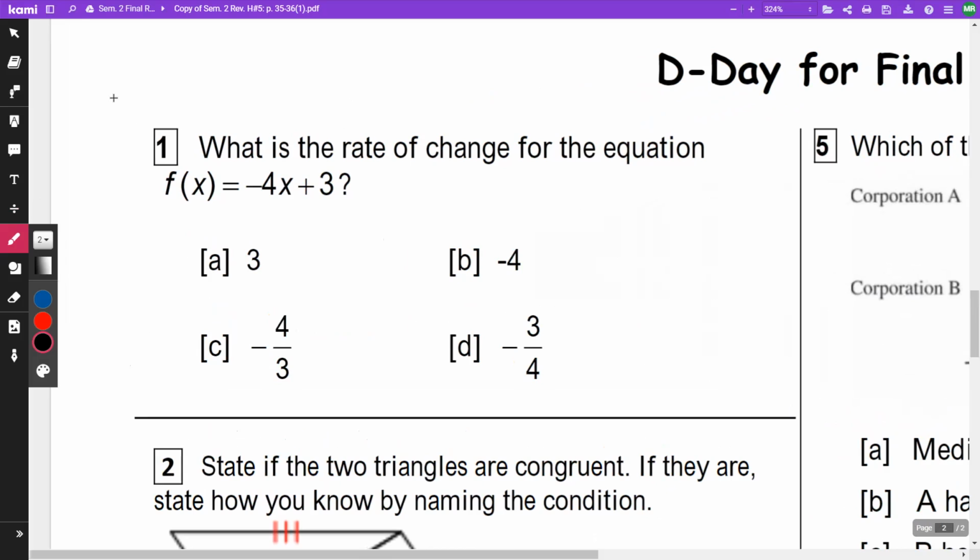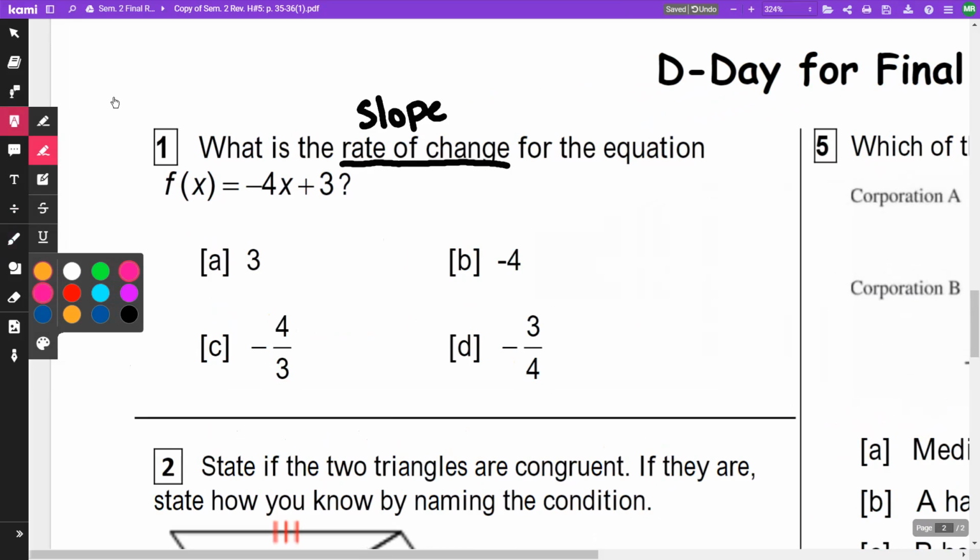So on number 1, what is the rate of change? When they use this term rate of change, they're really asking for slope. And the slope is going to be the number in front of your x when it's in this form. So our slope is going to be letter B, -4.